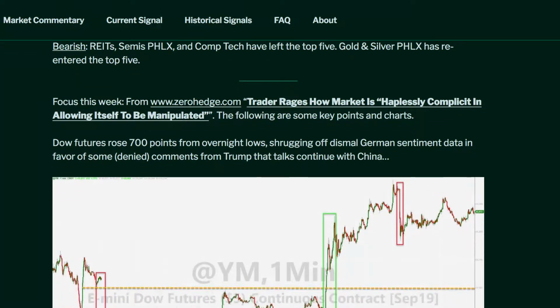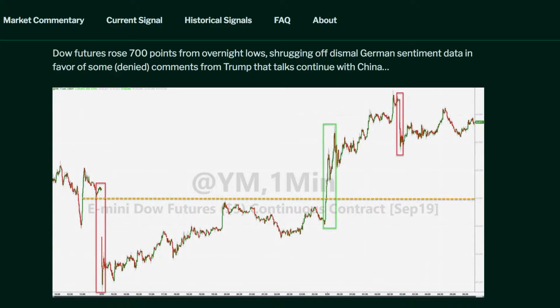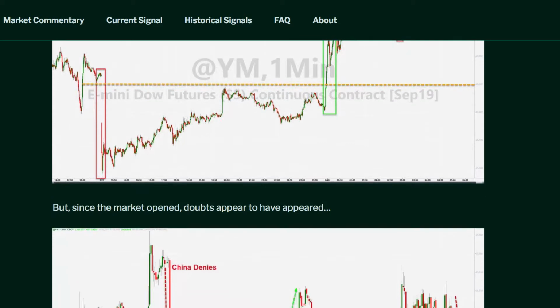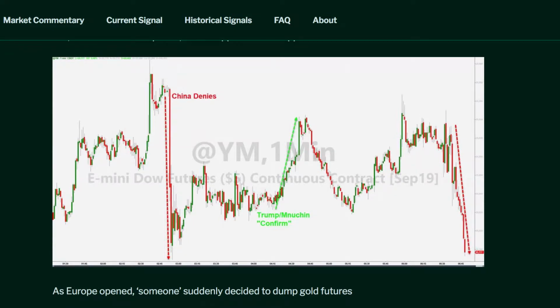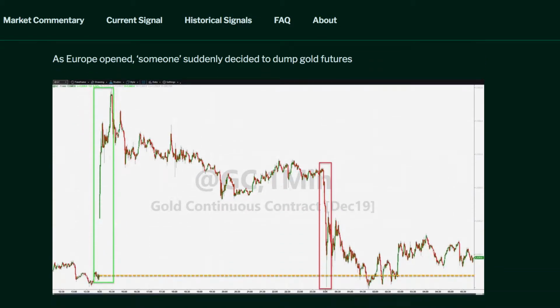Focus this week from www.zerohedge.com. Trader rages how market is haplessly complicit in allowing itself to be manipulated. The following are some key points and charts. Dow futures rose 700 points from overnight lows, shrugging off dismal German sentiment data in favor of some denied comments from Trump that talks continue with China. But since the market opened, doubts appear to have appeared. As Europe opened, someone suddenly decided to dump gold futures.